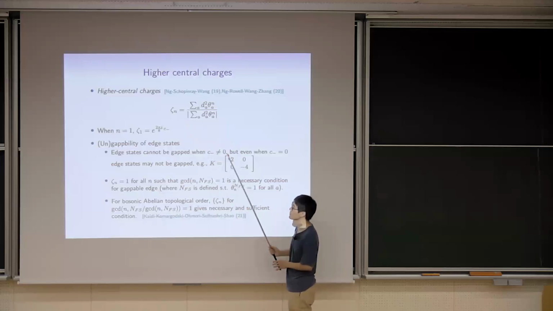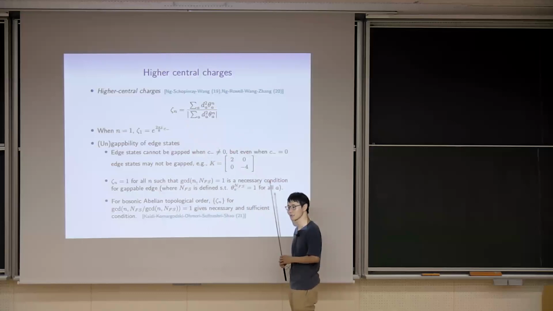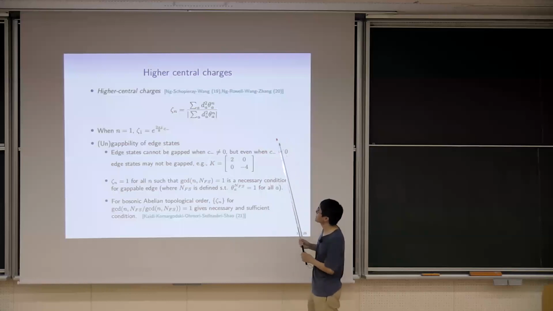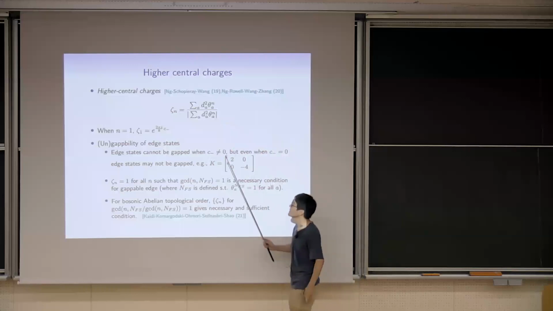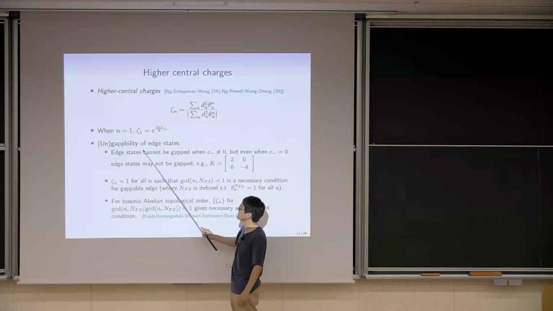It is useful to say something about the properties of the edge state. Like I said earlier, if you have a topological system, it could support an edge state, and then, for example, you could have thermal transport around the edge. But this quantity says something about some details of the edge state. In particular, this quantity is useful to discuss the gapability of the edge state.